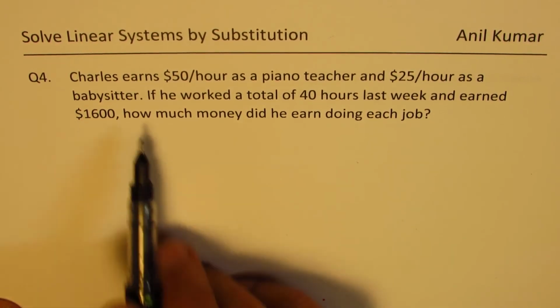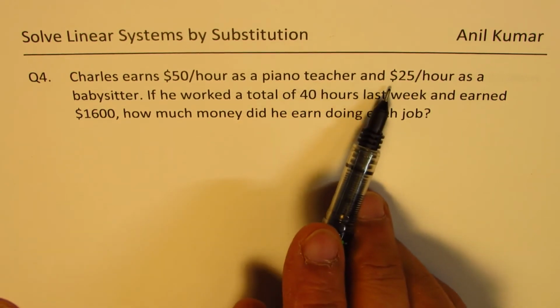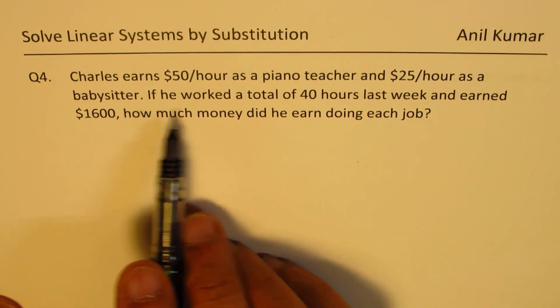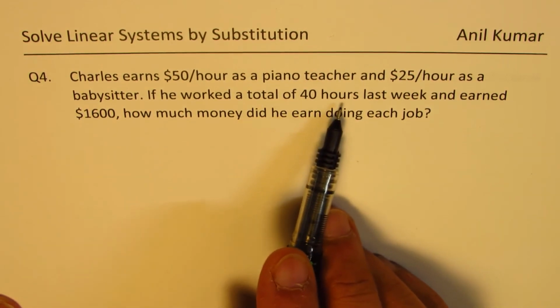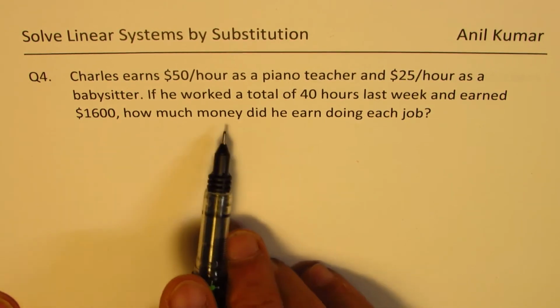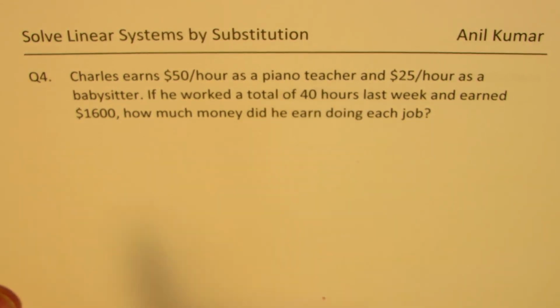Question number 4. Charles earned $50 per hour as a piano teacher and $25 per hour as a babysitter. If he worked a total of 40 hours last week and earned $1,600, how much money did he earn doing each job? So there are two jobs.